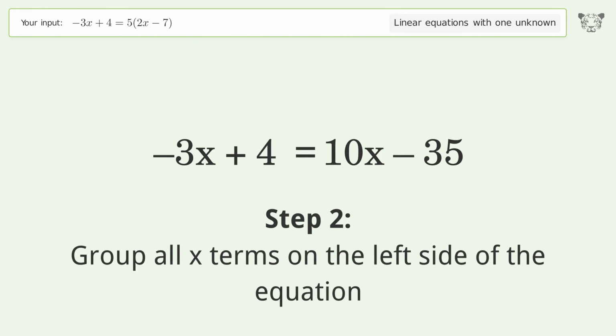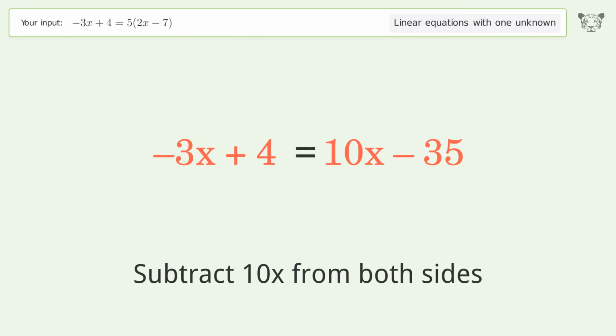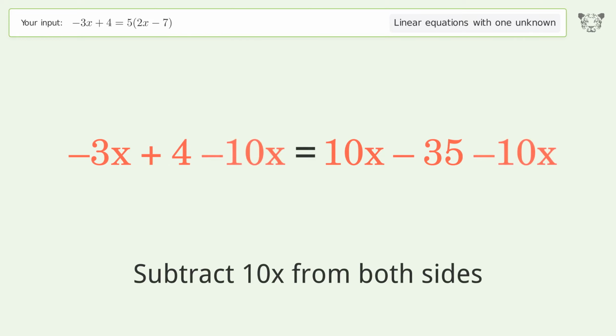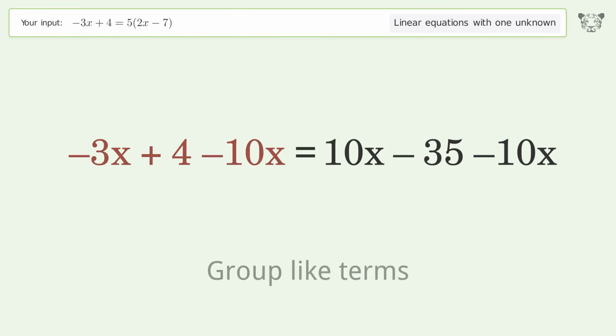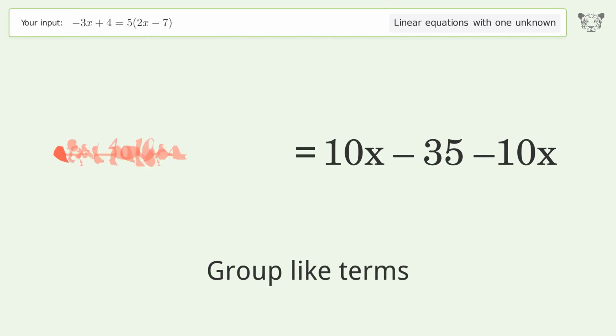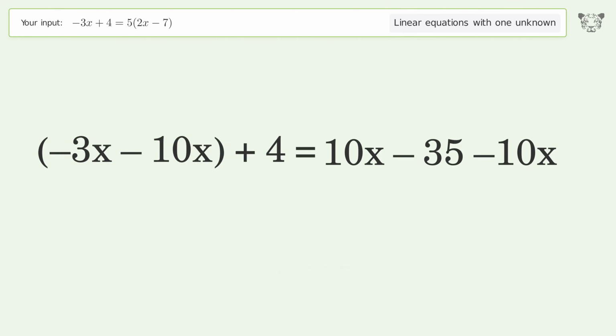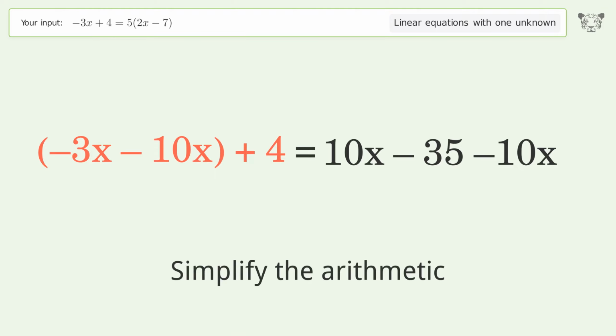Group all x terms on the left side of the equation. Subtract 10x from both sides. Group like terms. Simplify the arithmetic.